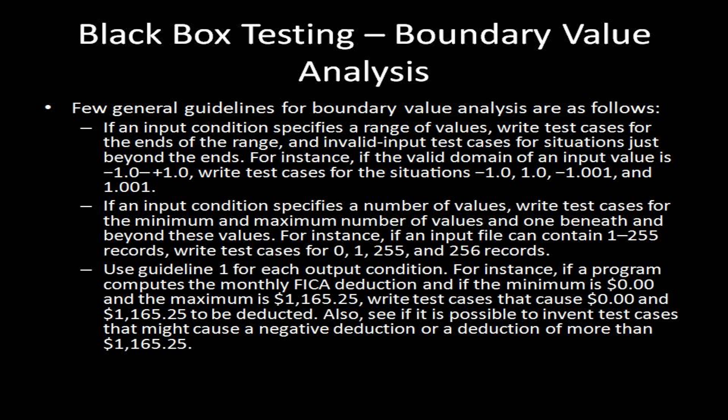3. Use guideline 1 for each output condition. For instance, if a program computes the monthly FICA deduction, and if the minimum is $0 and the maximum is $1,165.25, write test cases that cause $0 and $1,165.25 to be deducted. Also, see if it is possible to invent test cases that might cause a negative deduction or a deduction of more than $1,165.25.